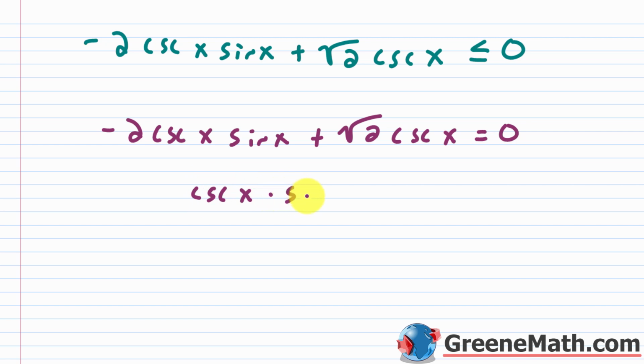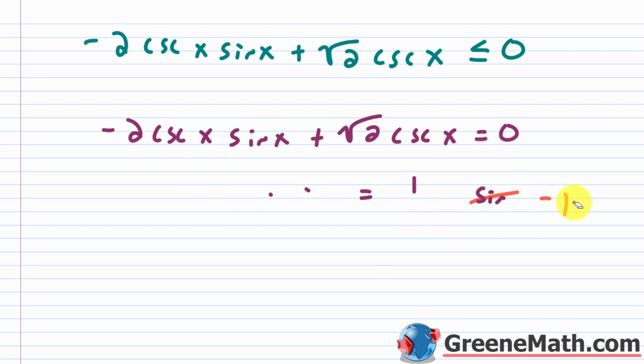So as long as you're not plugging in something to where this is undefined, this is going to be 1. This is going to be 1 over the sine of x times the sine of x. So as long as your sine value is not 0, you're basically good to go. So this would cancel, and you're going to get 1. So you could replace this with 1 and say negative 2 plus square root of 2 cosecant of x and figure out where that is equal to 0. So you can do that if you want.